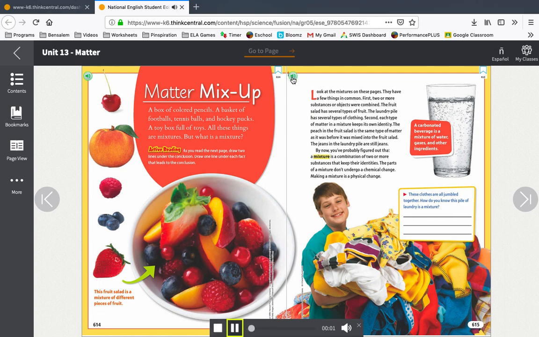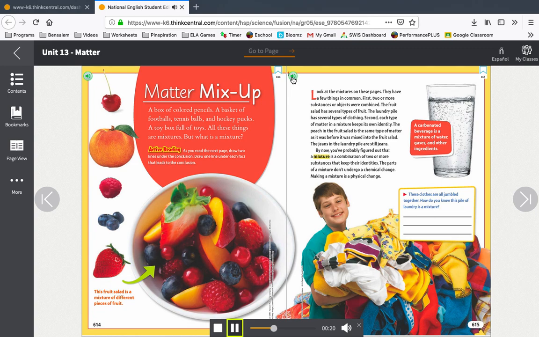Look at the mixtures on these pages. They have a few things in common. First, 2 or more substances or objects were combined. The fruit salad has several types of fruit. The laundry pile has several types of clothing. Second, each type of matter in a mixture keeps its own identity.